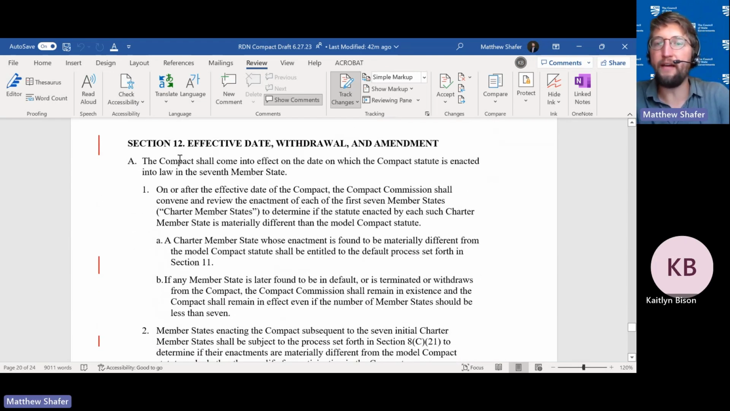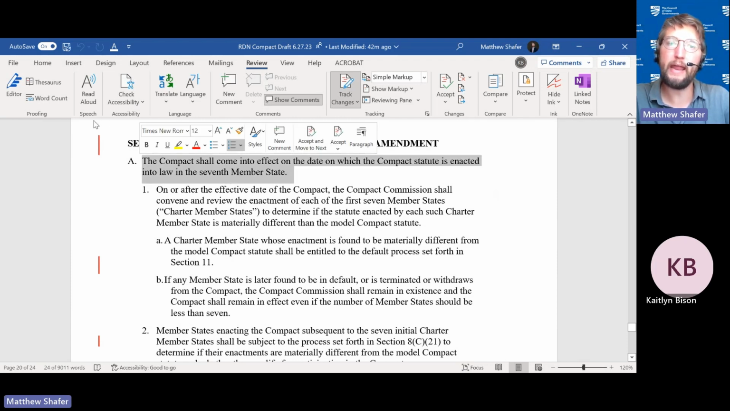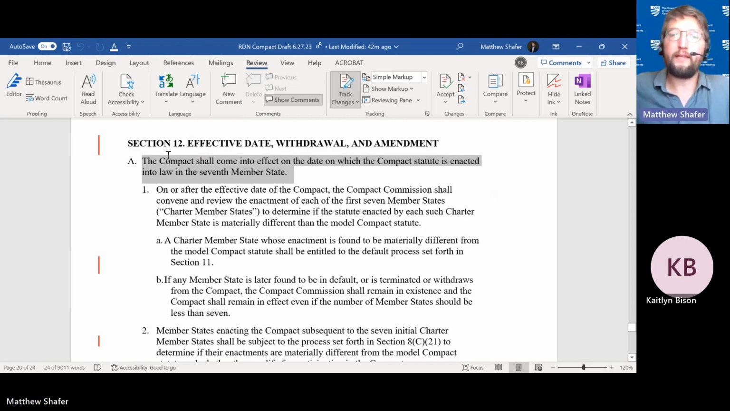Section 12 sets the effective date and then talks about how states can withdraw and collectively amend the agreement. The most important thing to emphasize in this section is subsection A right at the beginning. We say that the compact shall come into effect when it's enacted into law by the seventh member state. So this is the effective date. Until we hit 7 states, we're just in this limbo period. States are passing the compact, but we haven't reached our threshold, and so the compact is not in effect. We have to hit 7 states before that actually occurs.